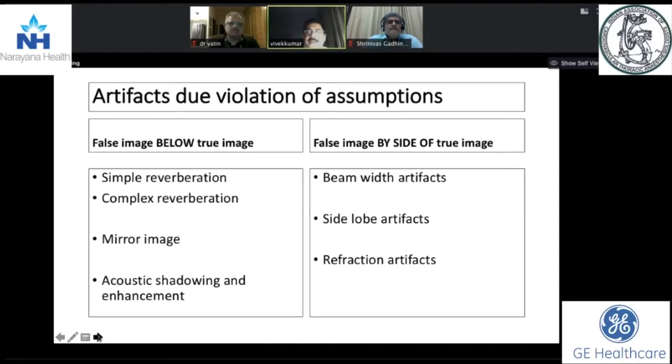So when we look at artifacts due to violation of assumptions, we can classify them, and I have put the whole lecture in a very practical perspective. False images which appear below the true image, and false images which appear by the side of the true image. So if we have a false image below the true image, the artifact can arise out of what is known as a reverberation or a mirror image or an acoustic shadowing and enhancement. And if we have a false image by the side of true image, we have this due to either what is known as a beam width artifact, a side lobe artifact, or a refraction artifact.